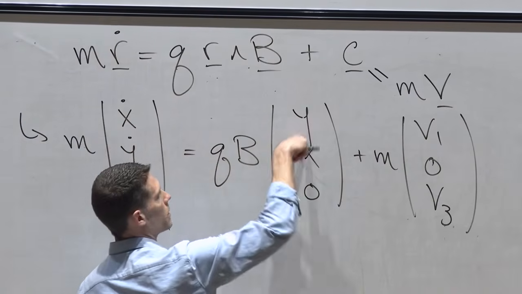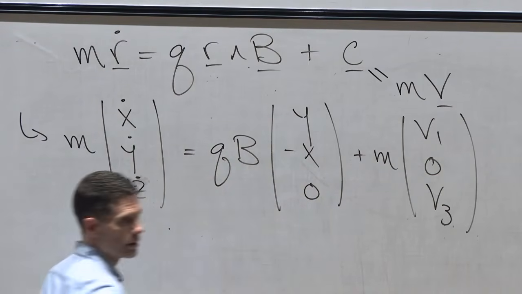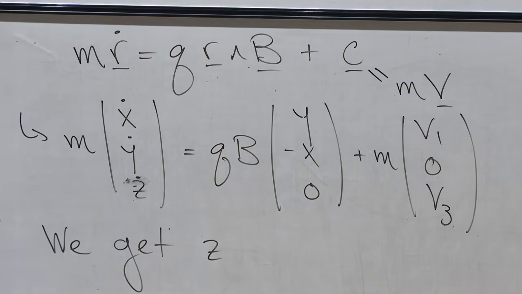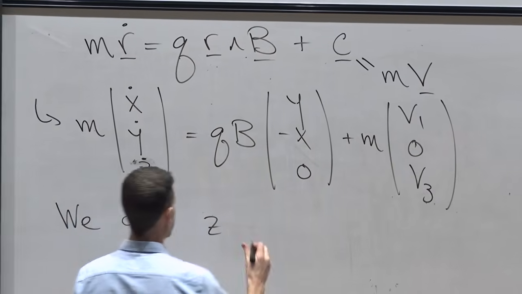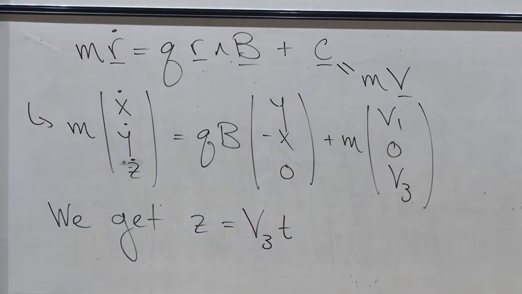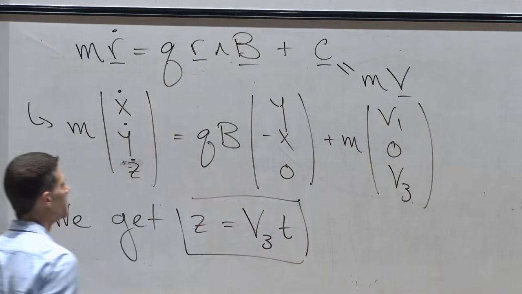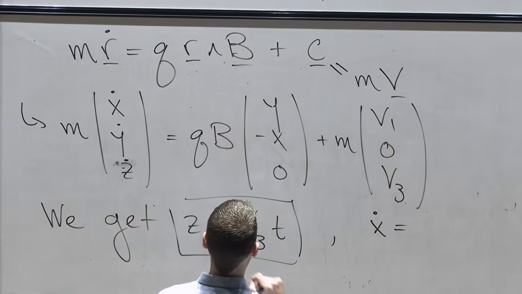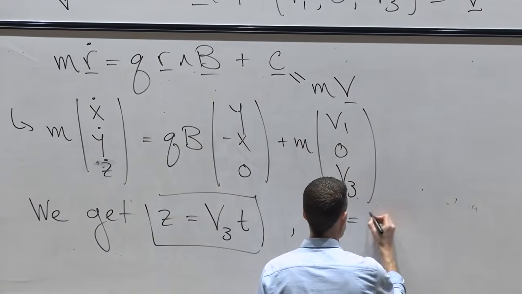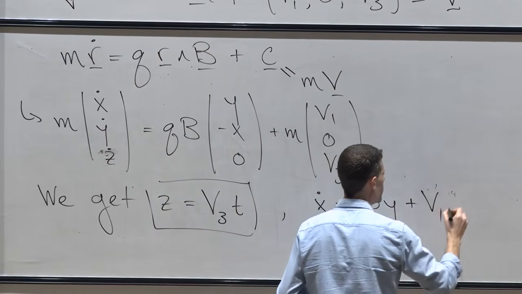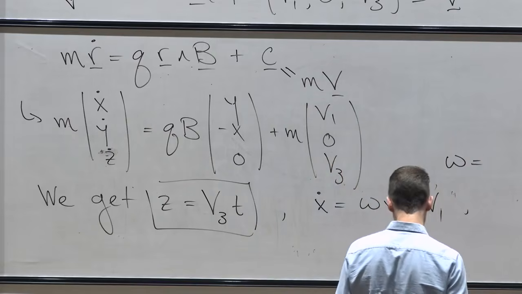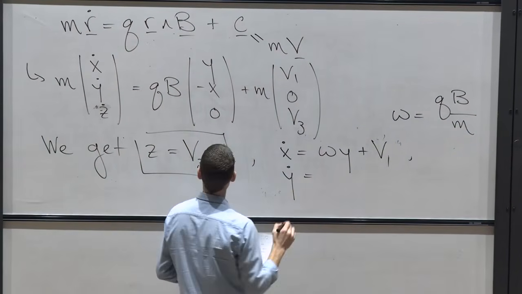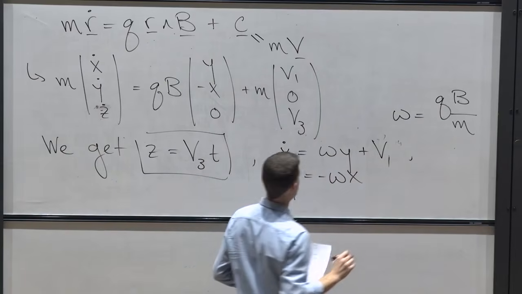So the x's and the y's are coupled to each other, but the z is living down here separate. So I can just integrate the z equation. So m z dot is just m v3, so z is just v3 times t, plus a constant of integration, which is 0 by the initial condition. And the x and the y, so we get x dot is, I'm going to divide everything by m, so I'm going to define omega y plus v1, where omega is just qb over m. And I have y dot is minus omega x, like that.